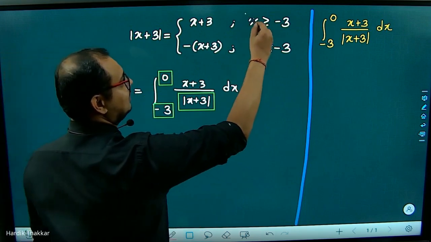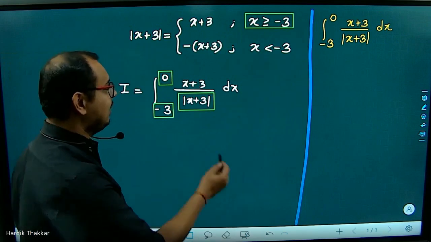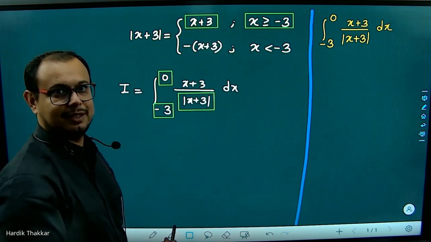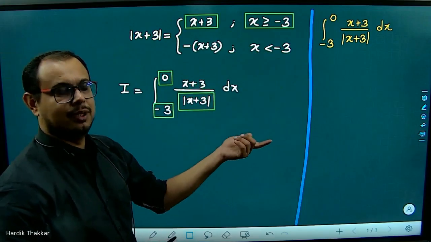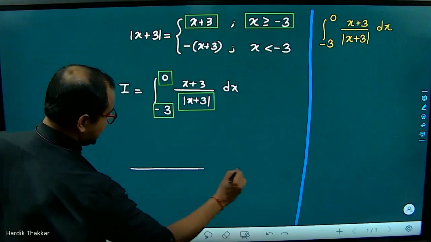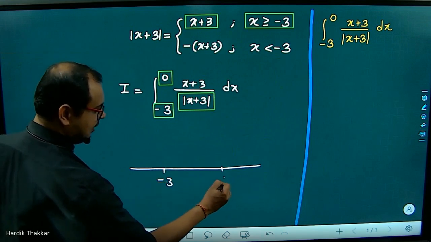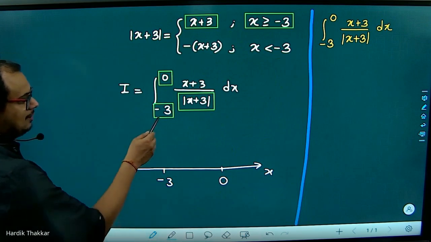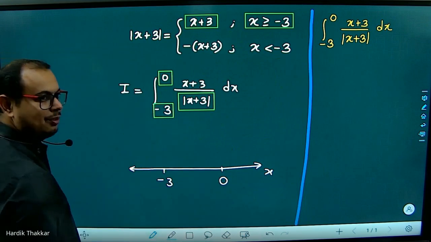So we will take this condition, upper condition, and we will replace this mod x plus 3 with this value, that is x plus 3, correct? So how can we say that x is greater than -3? Because our x's value will be equal to -3. And like it is equal, no, it is not greater. Yes, it is greater than or equals to. Look, the limit here is from -3 to 0, correct? This is the x-axis, and in the x-axis, the limit is starting from -3 and ending at 0. Okay.